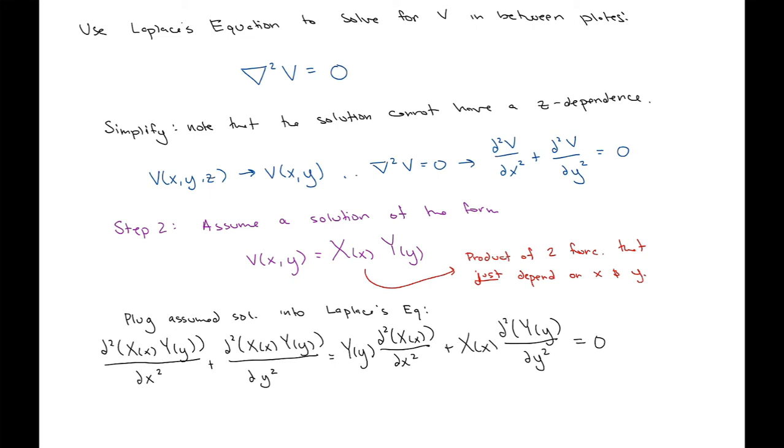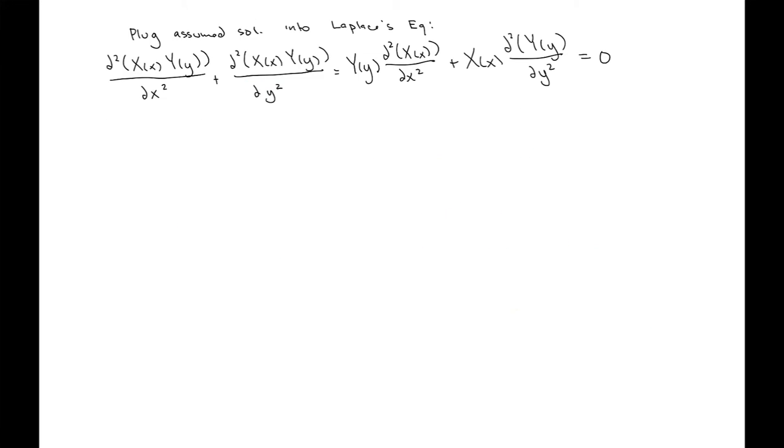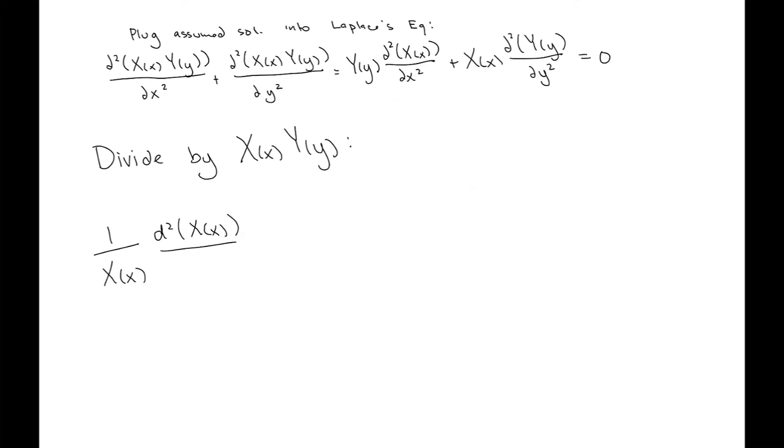Let me go ahead and copy this over to the next slide. The next step is going to be to divide by our assumed solution, which was those two functions that just depended on x and y, the product of those two functions. When I do that, my version of Laplace's equation is going to be transformed. Notice here I'm now going to write my partial derivatives as ordinary derivatives with respect to x and y.